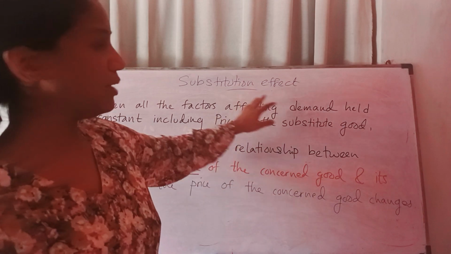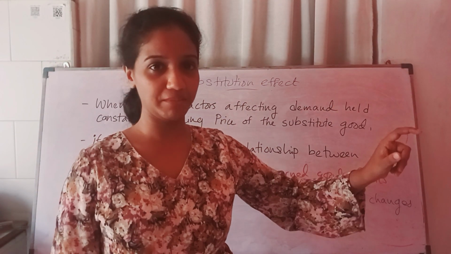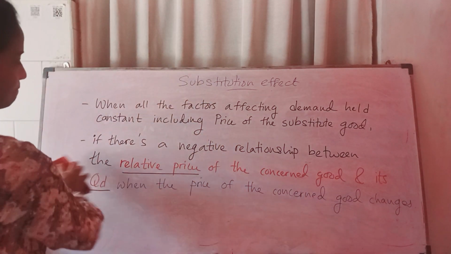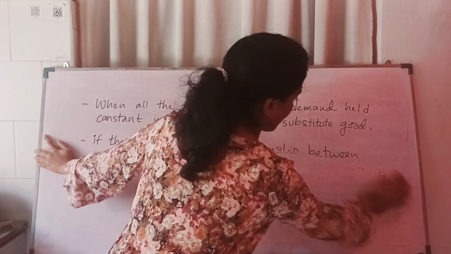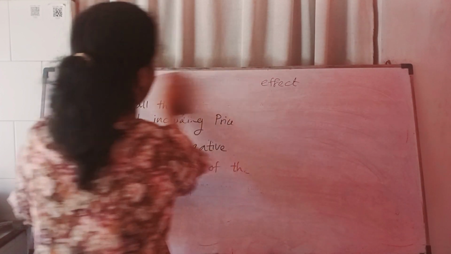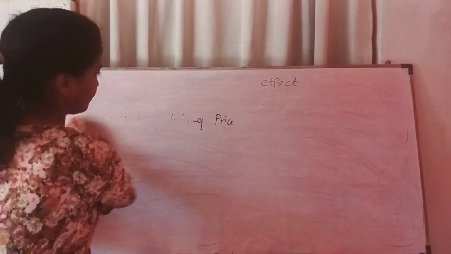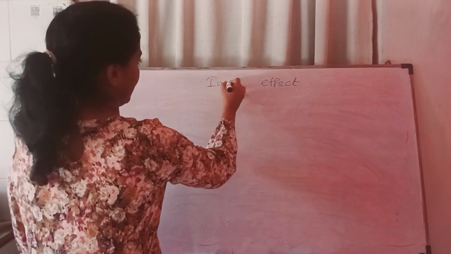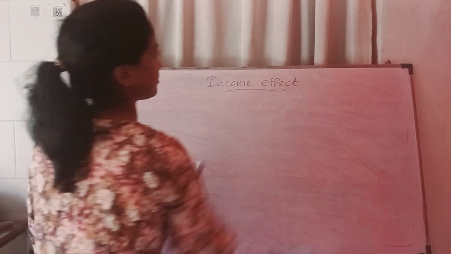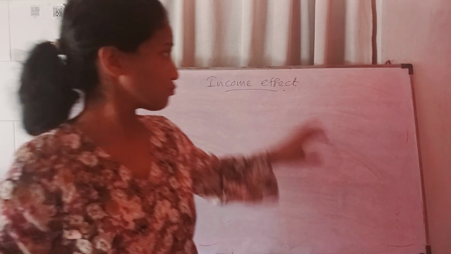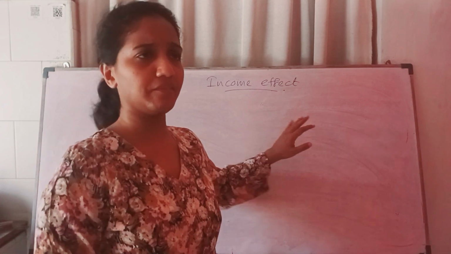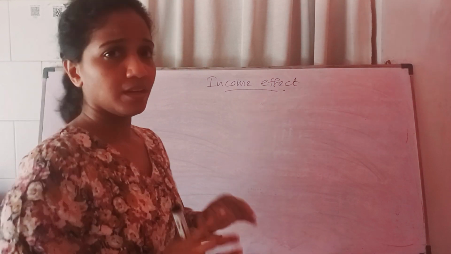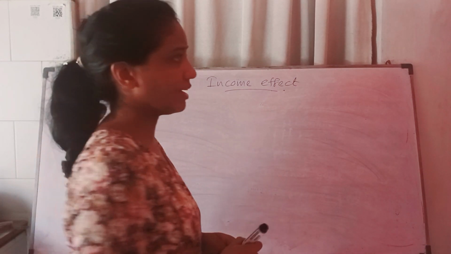Right? Okay, now let's see the other reason of the law of demand, that is the income effect. Right? Okay, let's see. Income effect. What does it mean, income effect? Right. Here, children, when we talk about reasons of the law of demand, you all have to remember the factors affecting demand. What are the factors affecting demand?